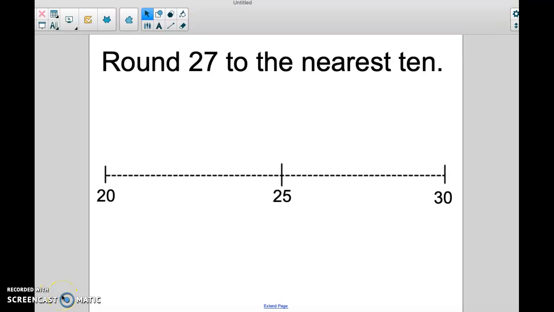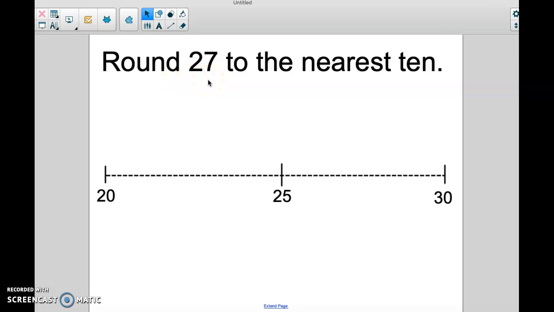Counting by 10s and counting by 5s is a skill that they should know from 2nd grade. So if they're struggling with just that skill, please let me know and we can work on that. The reason we try to find the midpoint of a number line is to help them plot the number that we're trying to round, 27.